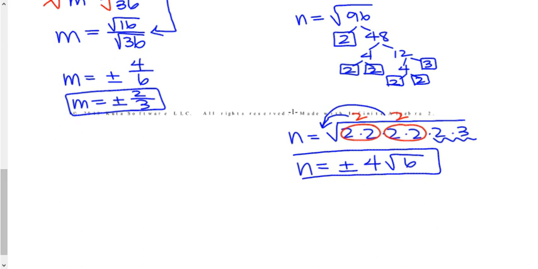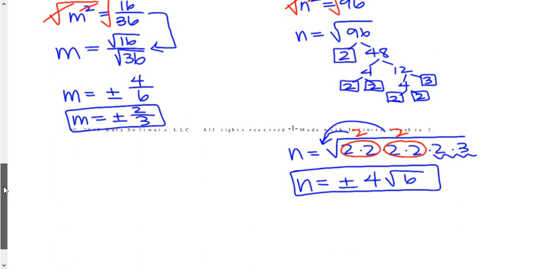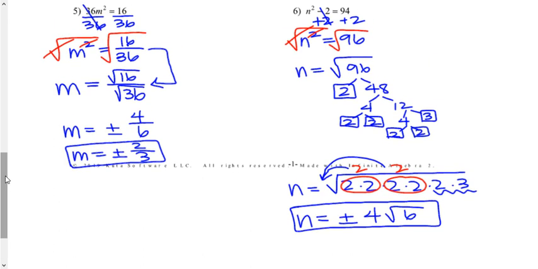So here's my answer. Do not forget when you're solving for a variable in a quadratic, we're always going to have a plus or minus version in our answer. So like number 5 was plus or minus 2 over 3, and then number 6 was plus or minus 4 root 6.